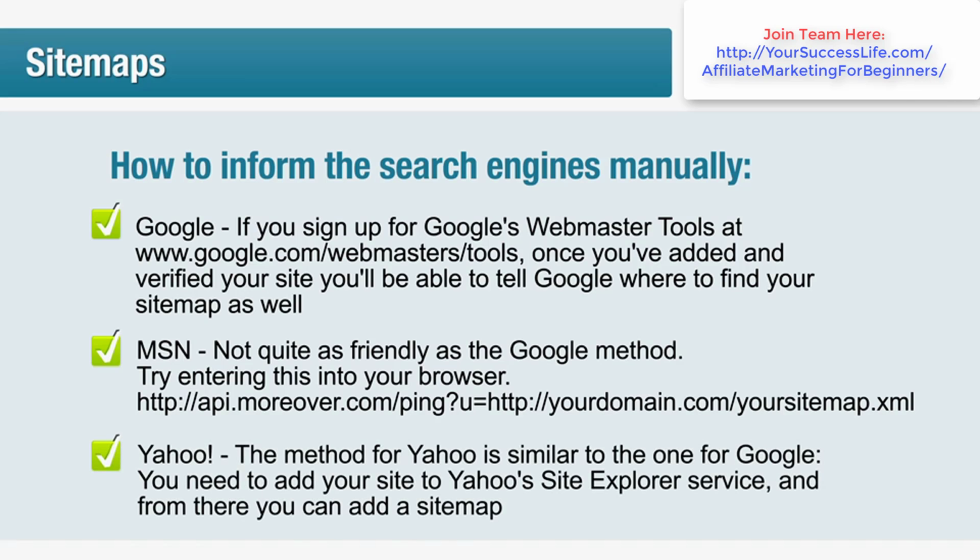Yahoo. The method for Yahoo is similar to the one for Google. You need to add your site to Yahoo's Site Explorer service, and from there you can add a sitemap. You'll need to sign up for a Yahoo account if you don't already have one, and authenticate your site by uploading a key file or adding some metadata to your page.